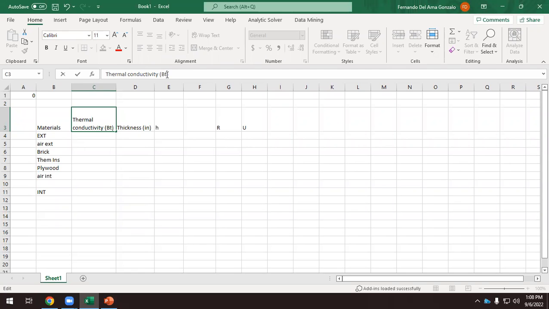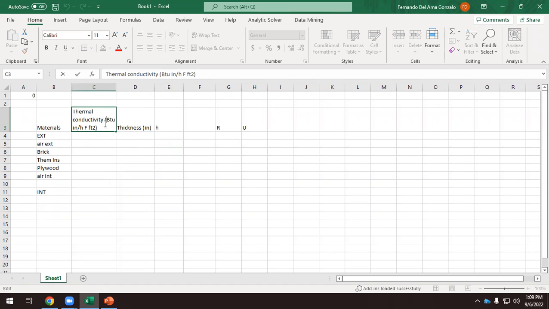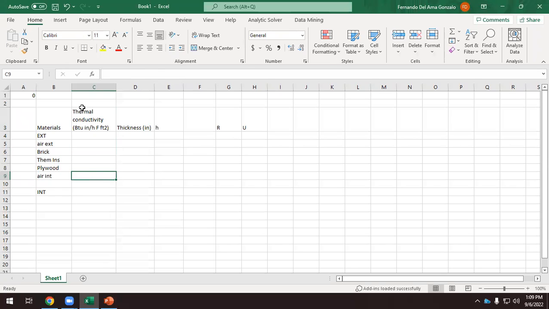It's BTU, inch, divided by hour, Fahrenheit, and feet square. Those are the units of the thermal conductivity. If you want to make it nicer, you press Alt and then Enter, and you have a different line. It looks better. Okay, so we have thermal conductivity, we have inches for the thickness.